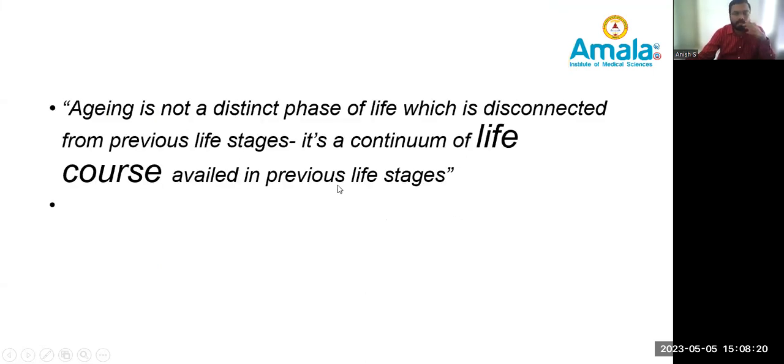So aging, as we have discussed till now, is not a distinct phase of life which is disconnected from the previous life stage. It's called the life course approach. It's a continuum from infancy to adolescence to adulthood to older adult, and it is a continuum from what we have availed in the previous life stages.